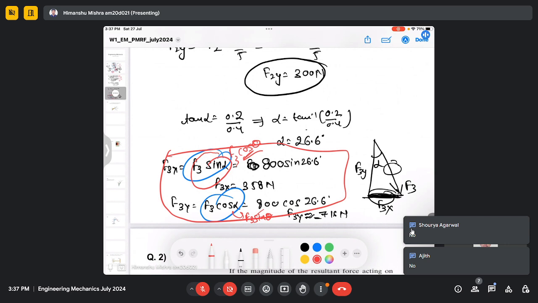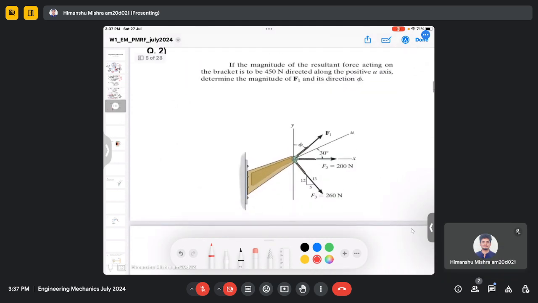Okay, so let's move to the next problem. In this problem, the magnitude of the resultant force acting on the bracket is to be 450 Newton, directed along the positive u axis. Determine the magnitude of force F1 and its direction. Fine.